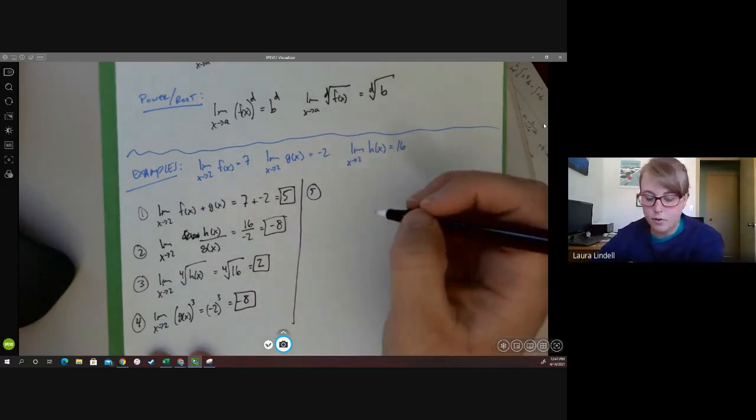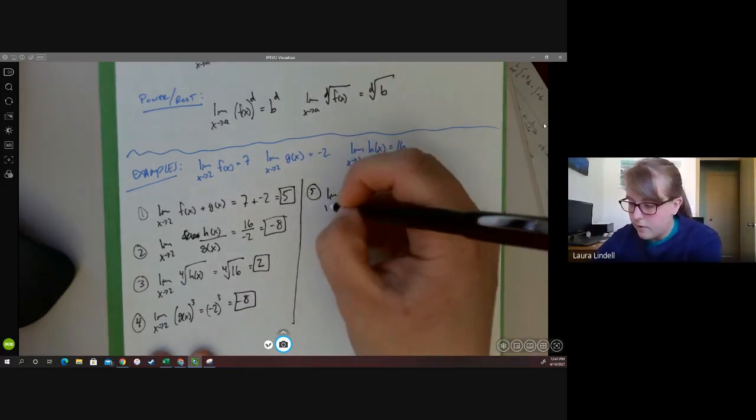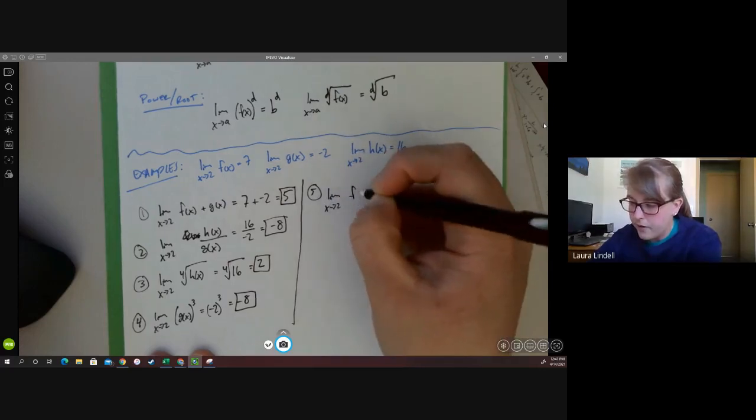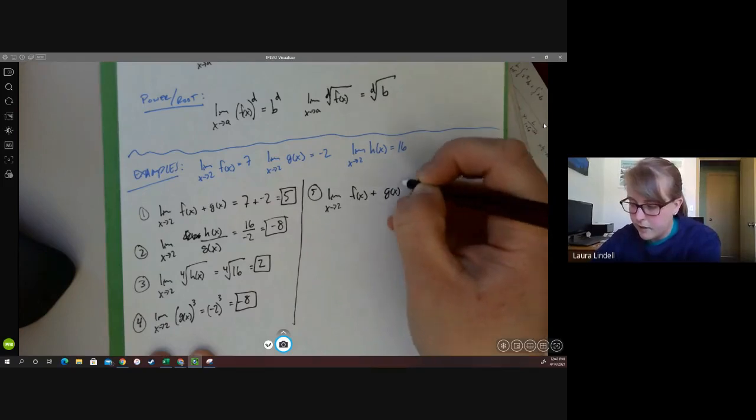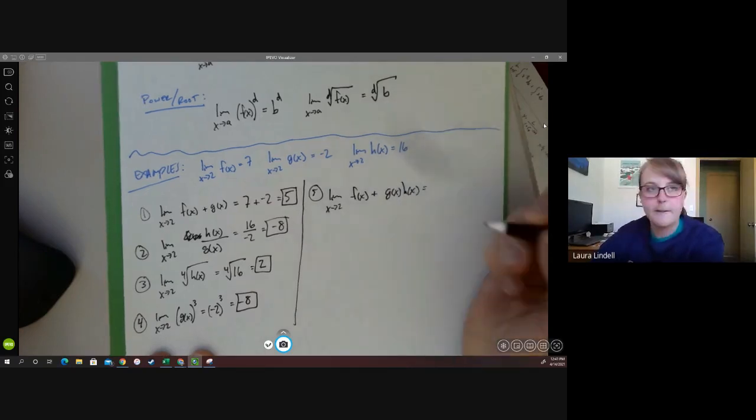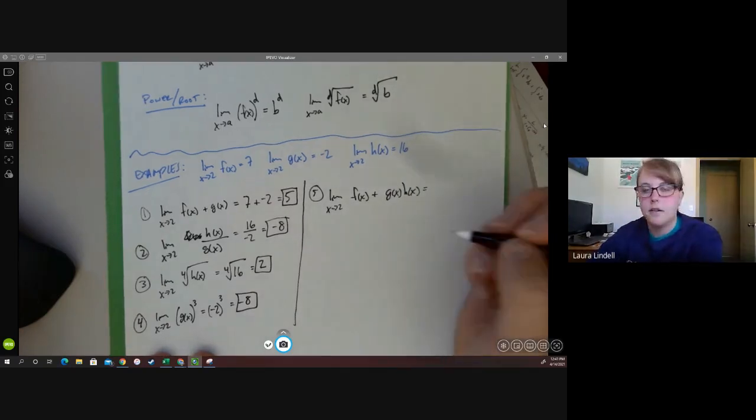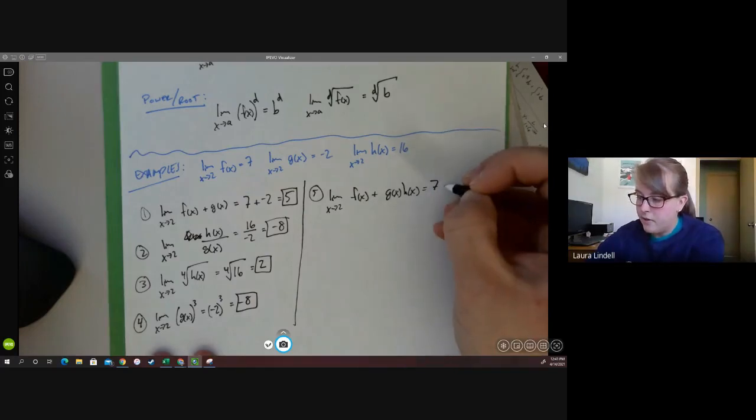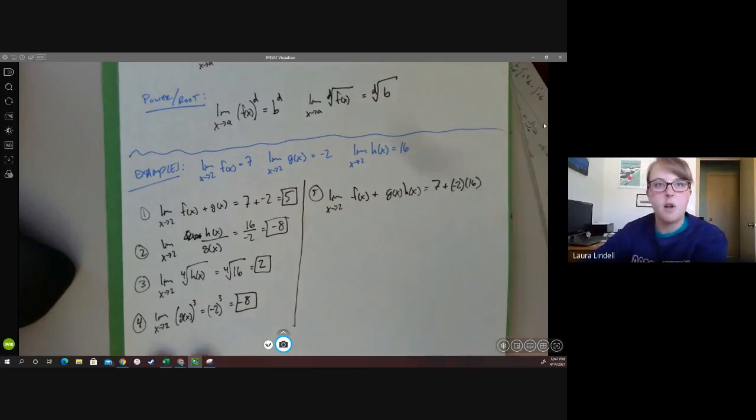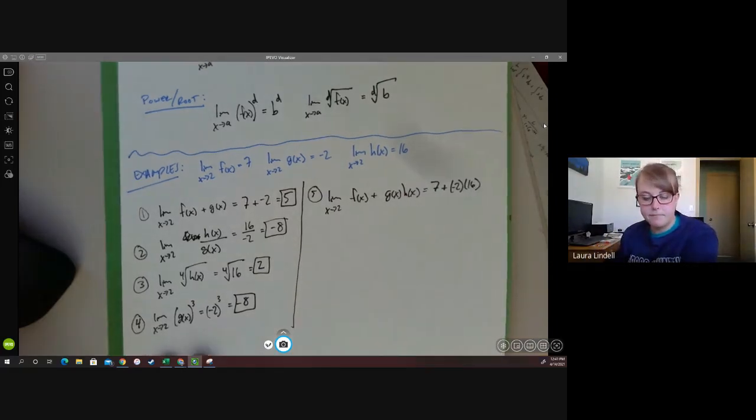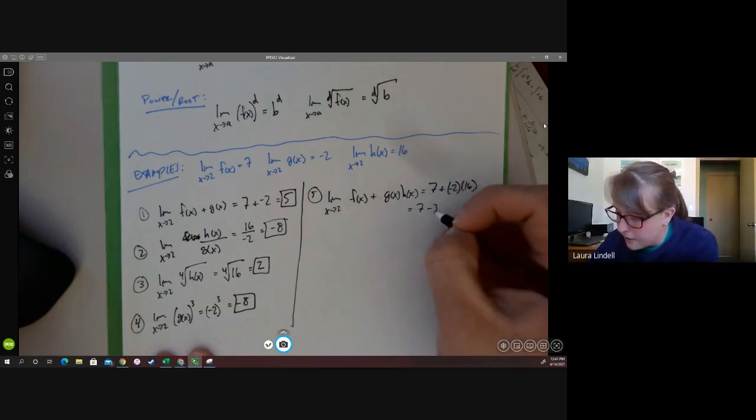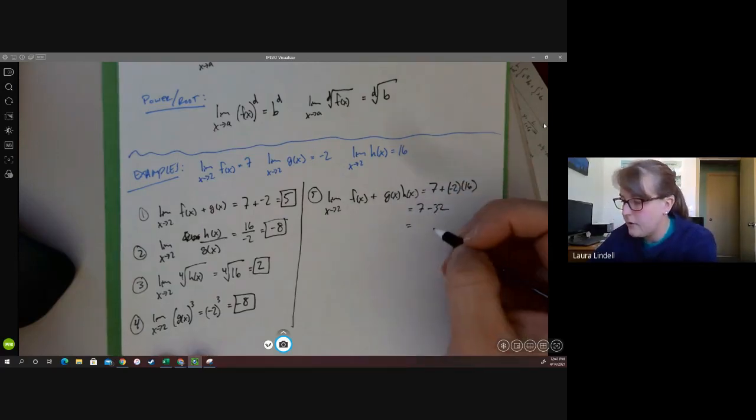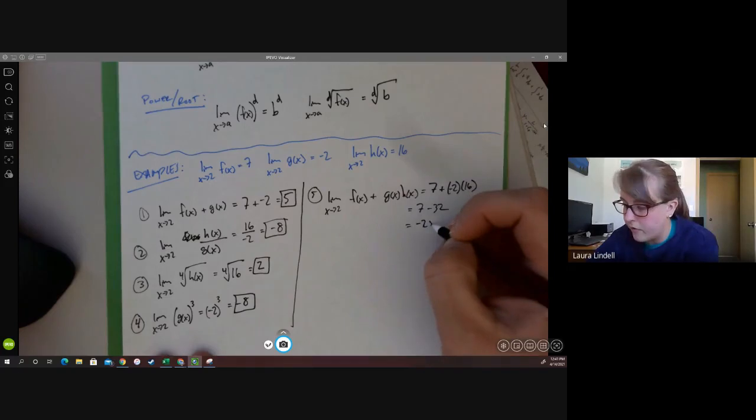All right, so the next one we'll do limit as x approaches 2 of f of x plus g of x times h of x. So that would just be 7 plus -2 times 16, which is then 7 minus 32, which is -25.